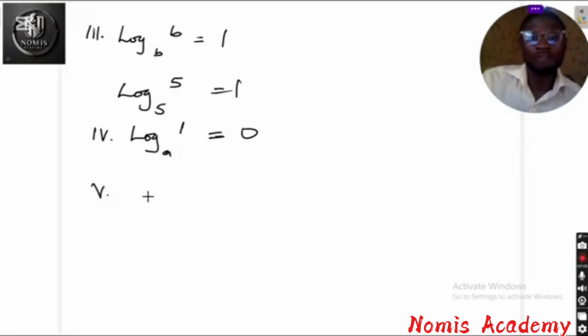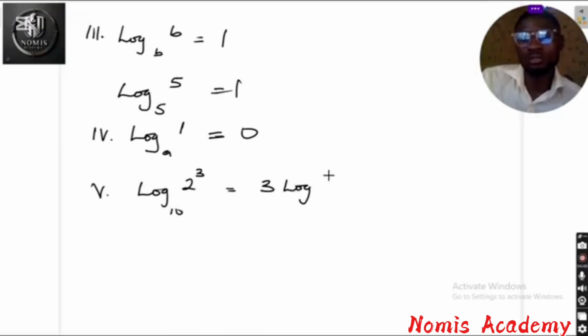That is rule number 5. So rule number 5 says, let's say we have log 2 raised to the power of 3 base 10. So this becomes 3 log 2 base 10. So meaning that if a log has a power, the power can be brought in front of the log to become a coefficient of that log, and the base still remains. So we can do that.